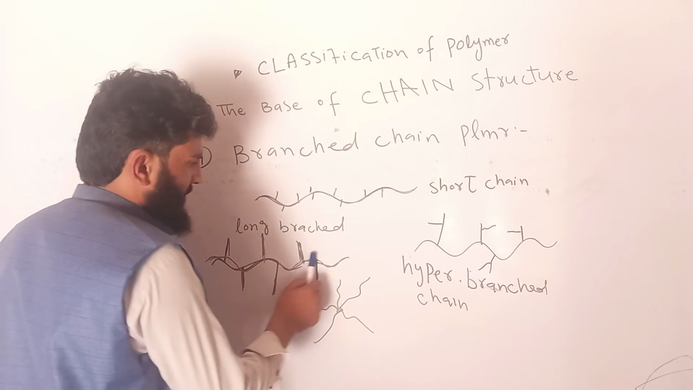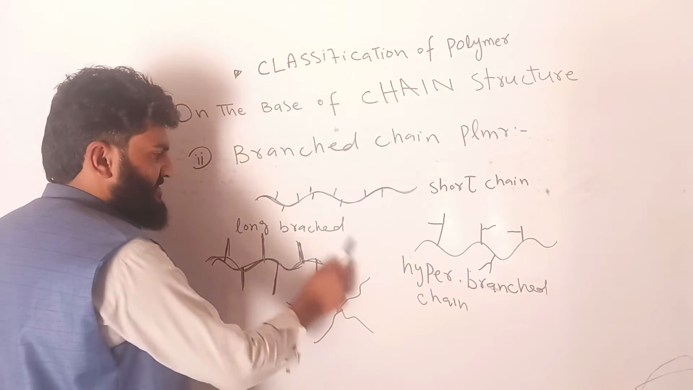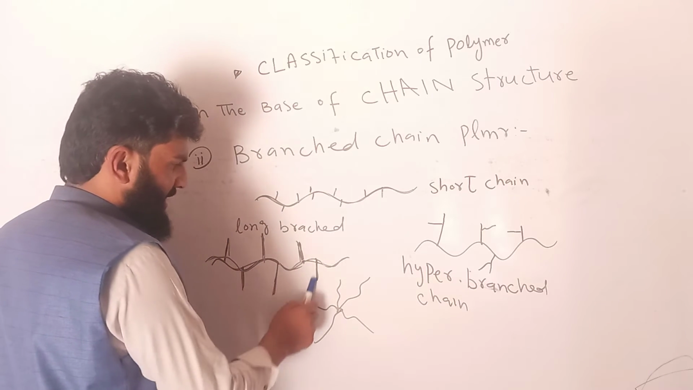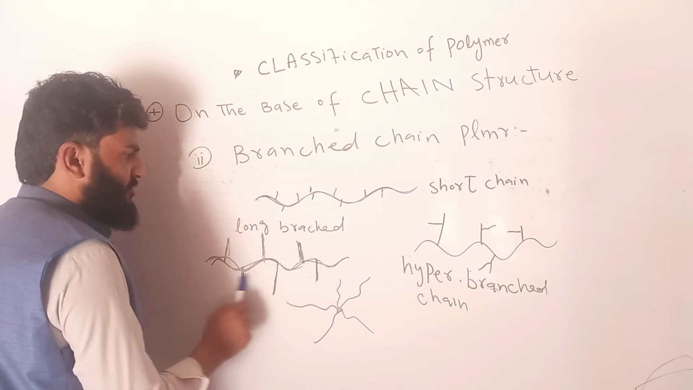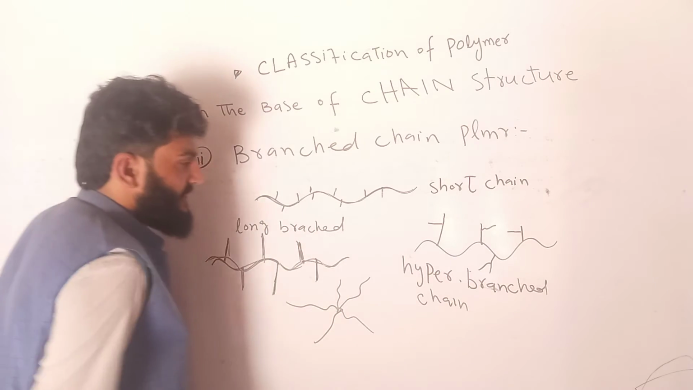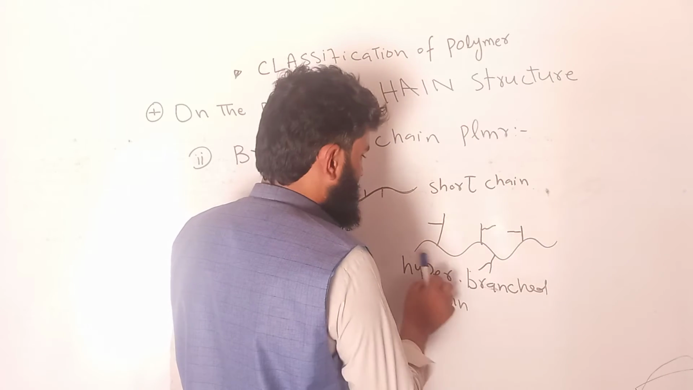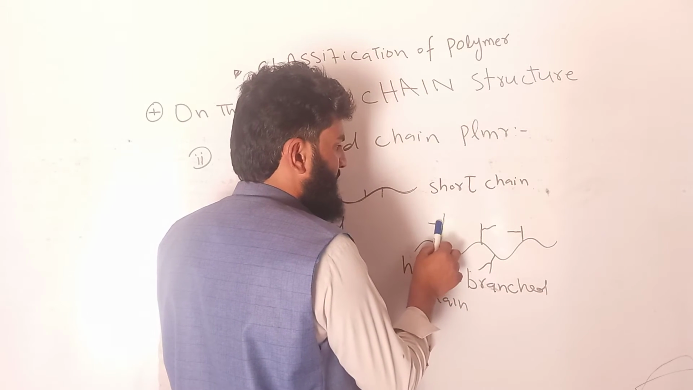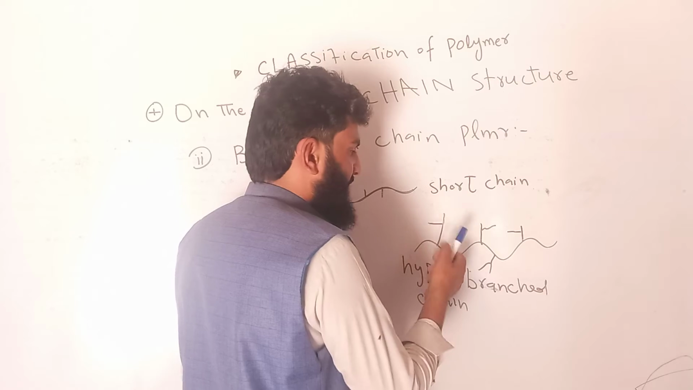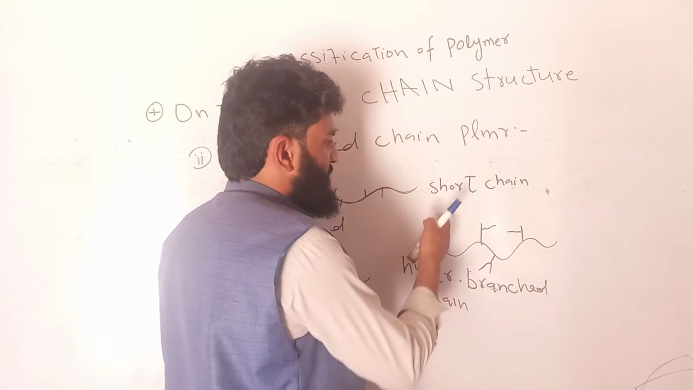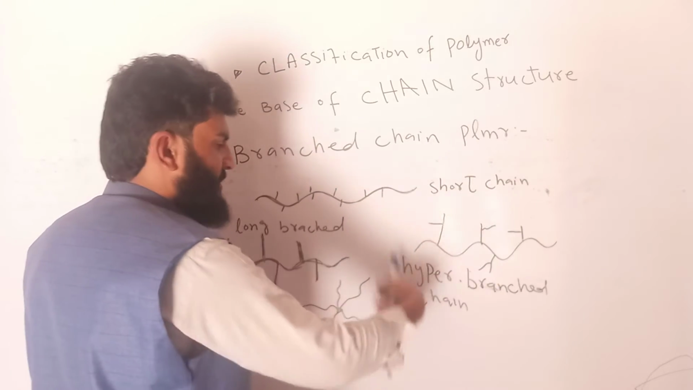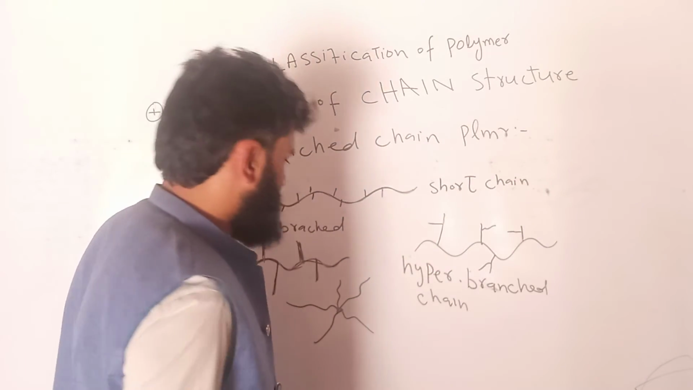This is another polymer which is also branched in nature. Here the length of the branch is long. So such type of polymer is known as long branched polymer. This is another type where this is the main skeleton and here are branches which have more branches, or which divide further into branches. So such type of branched polymer is known as hyper branched polymer.